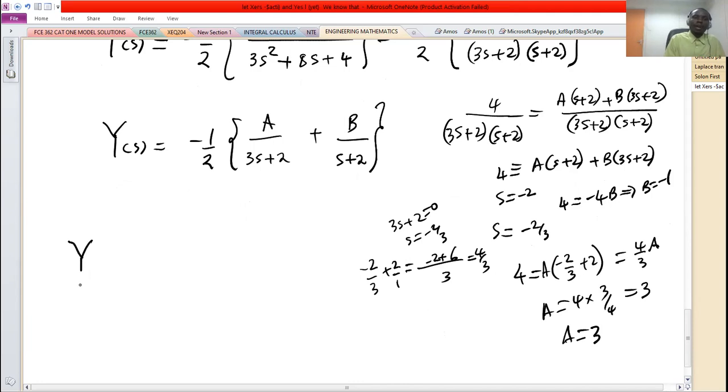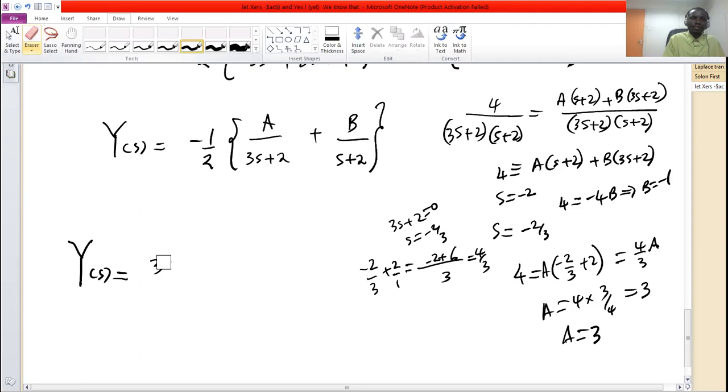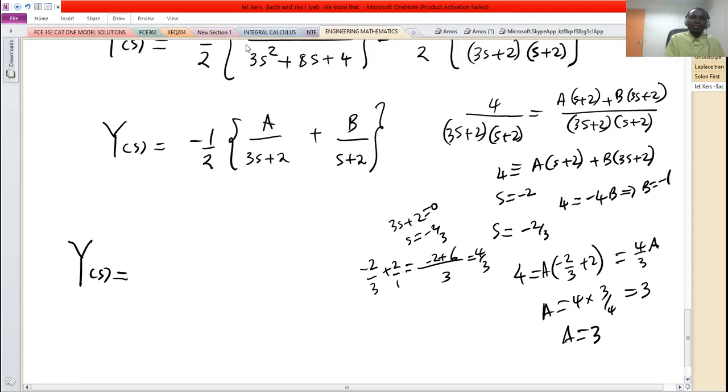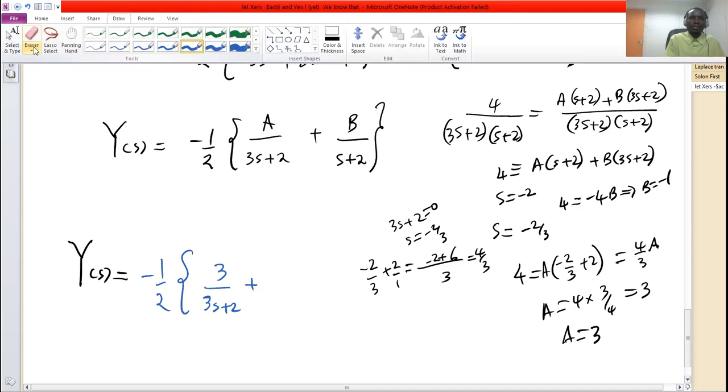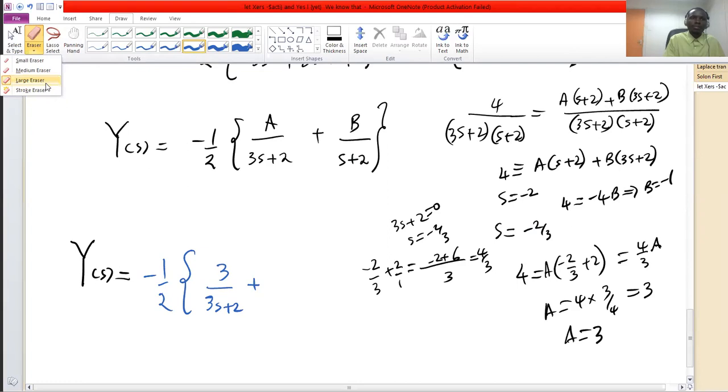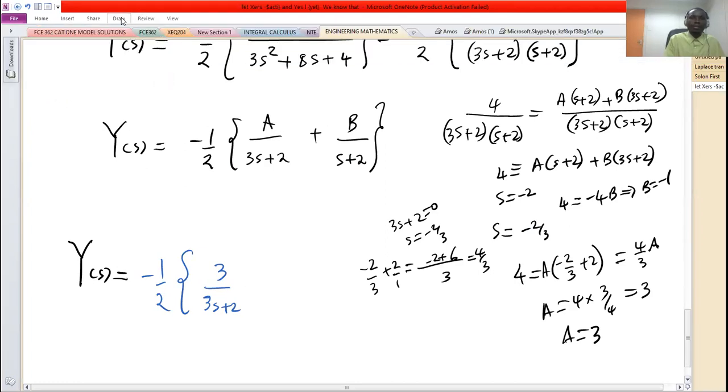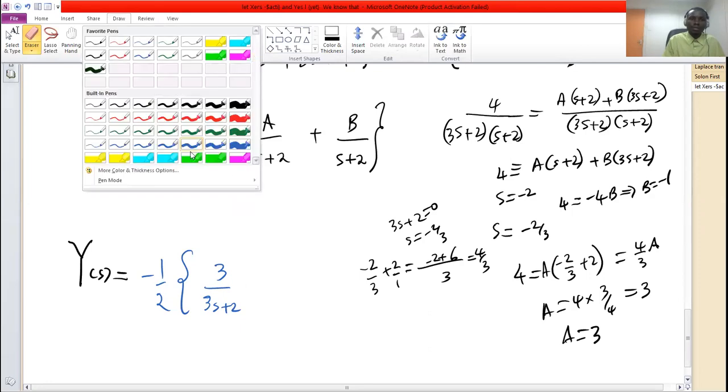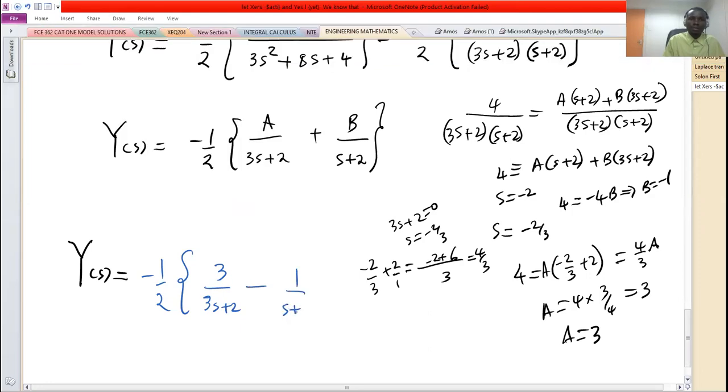Thus, capital Y of s is given by -1/2 into A, which is 3 over 3s plus 2, plus B, which is -1/2. So you just put negative, so we have -1 over s plus 2. So this is what we have.